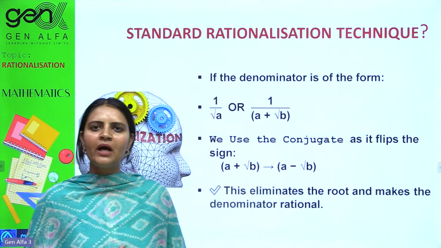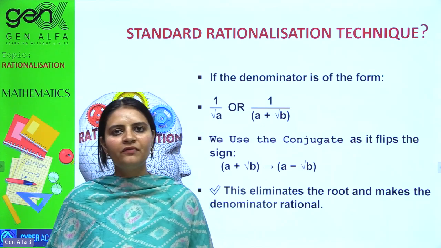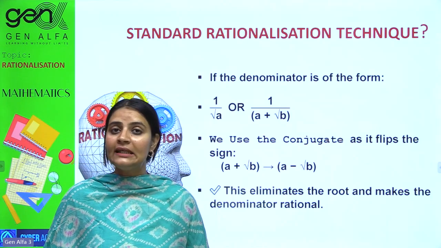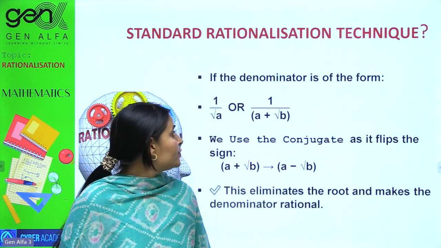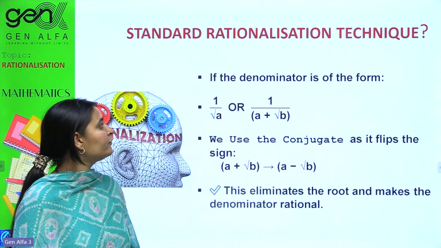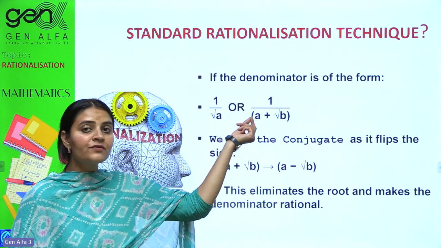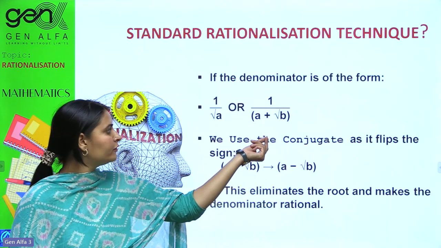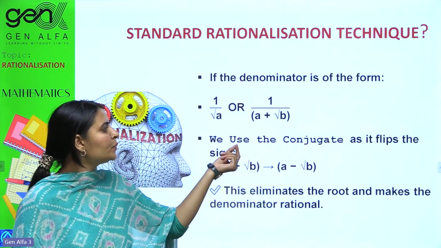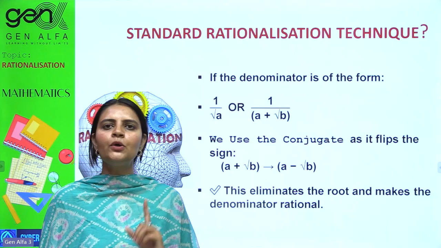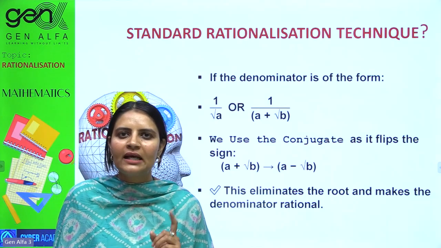And we have understood how to simplify the numbers in the previous session by solving most of the examples. Now you can just easily get this process. So here the denominator is of the form 1 by under root a, 1 by a plus under root b, that I have just shown you the example of. We use the conjugate as it flips the sign. So this is the first step. How are we going to apply this rationalization?